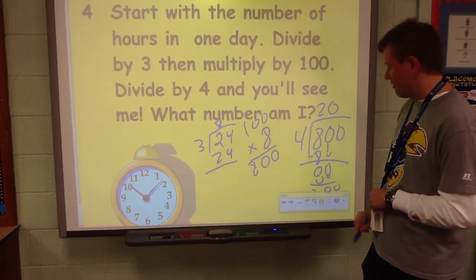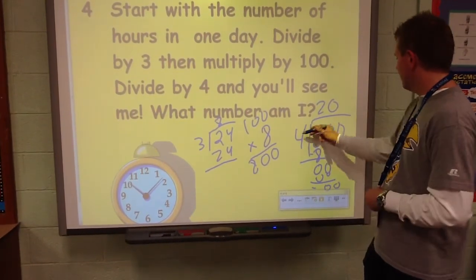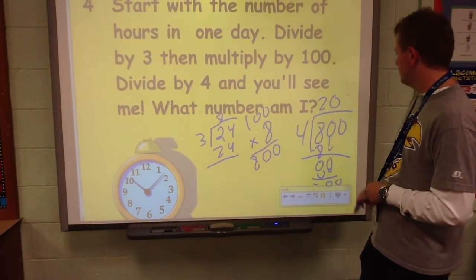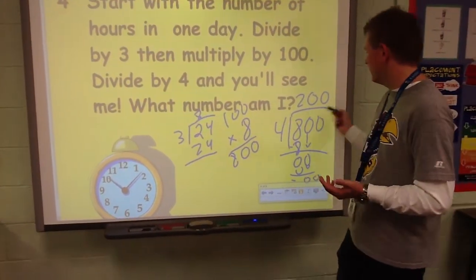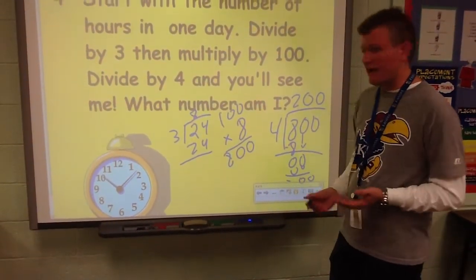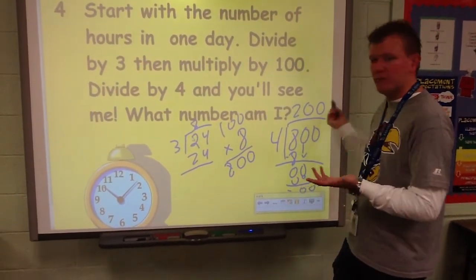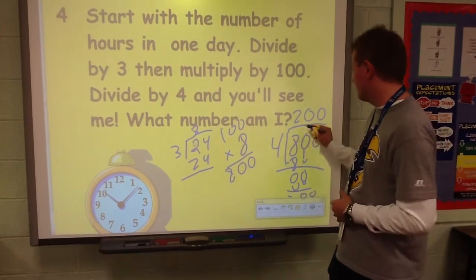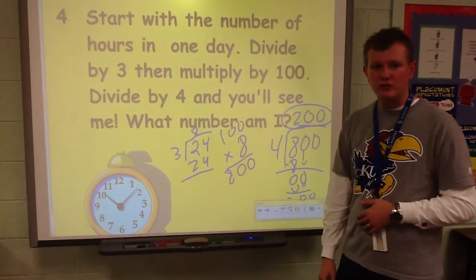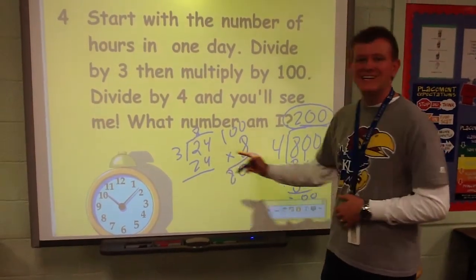Drop down the next 0. How many times can I say 0? 4 does not go into that 0. 0 times 4 is 0. I'm done. I've used up all my numbers to drop down. 4 doesn't go into 0, so it would be remainder 0. We don't need to write that remainder down. My answer, 200. Keep in mind, none of the math was hard.